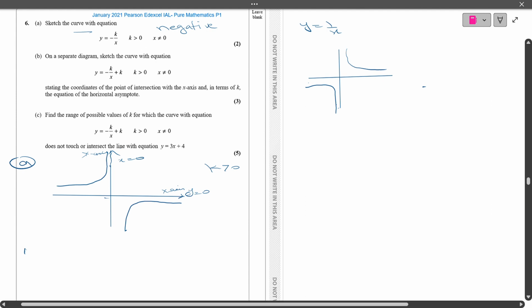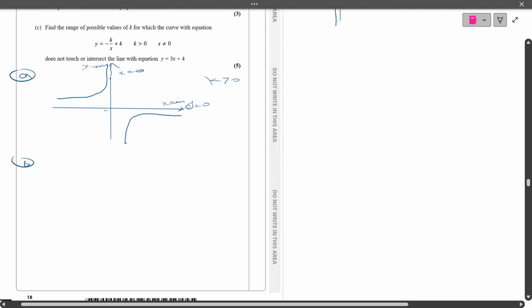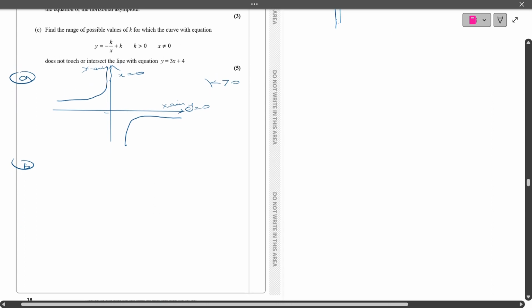Then in the B part, it says that y equals minus k over x plus k, where k is greater than 0 and x is not equal to 0. So in the B part, it's plus k, so there is an outside change. Outside change means we have a vertical shift here. It means my graph is shifted above, because k is greater than 0.